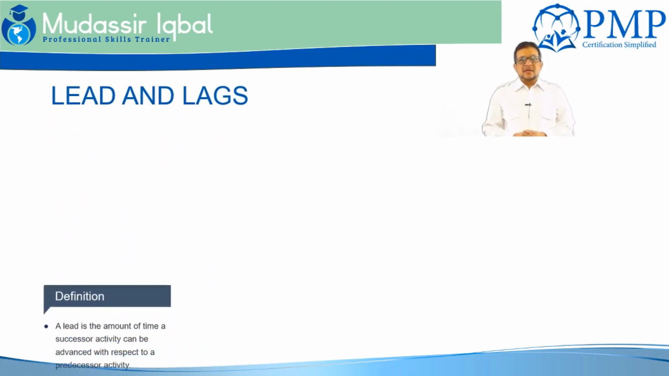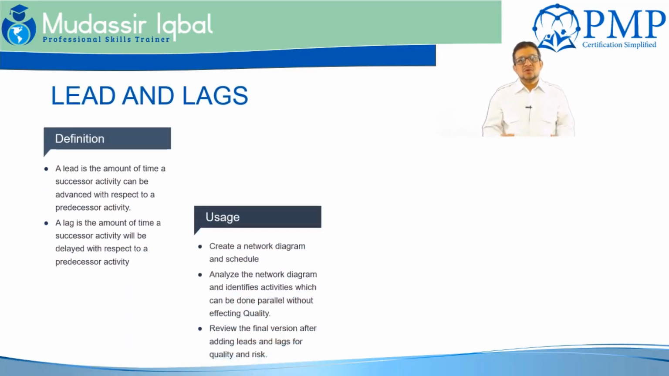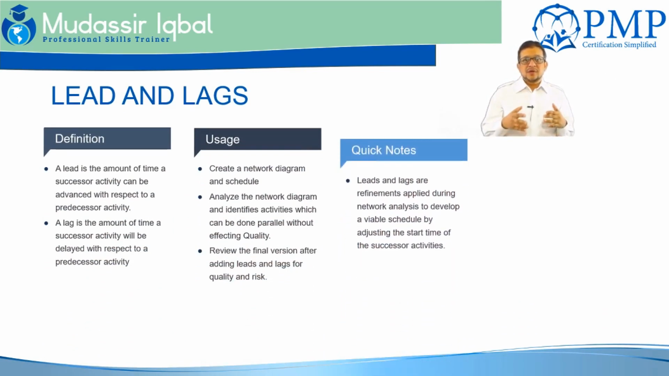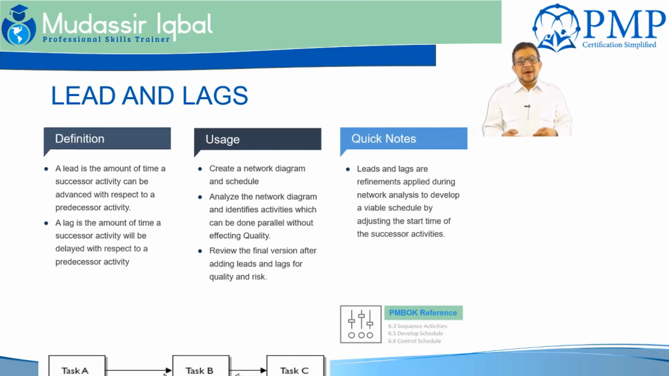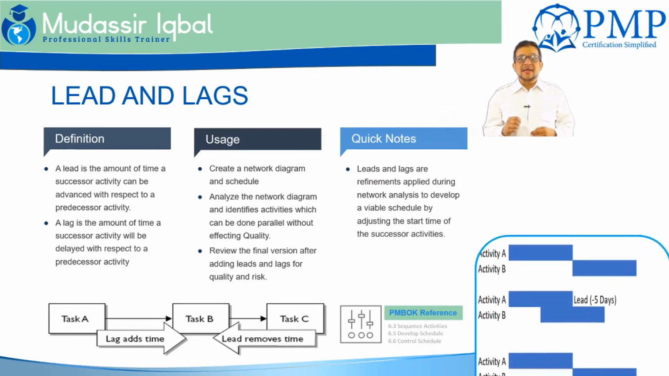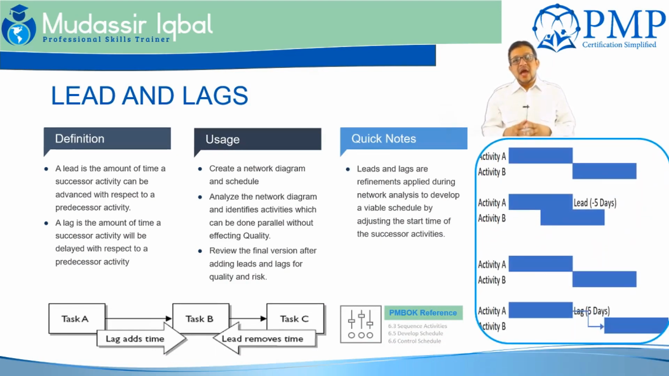Leads and lags. Another tool in our arsenal to get to the optimum or optimized schedule. Lead is a pull and lag is a push. Leads and lags are value added to the activities in terms of relationship, so that we can slightly alter the relationship between two activities. Either we will pull it or we will lag it, or push it. So lead is negative time and lag is positive time.